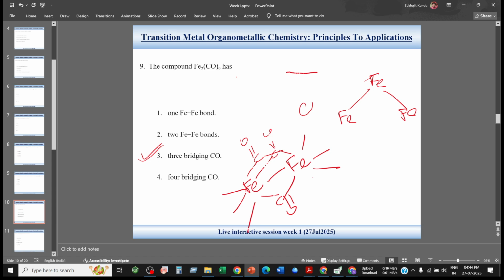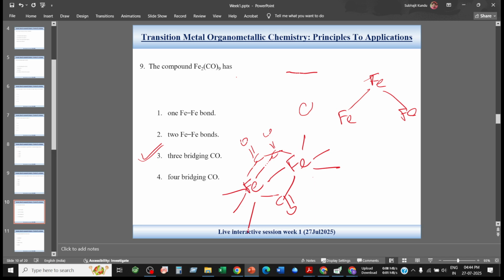So for the osmium complexes, generally you will see all the COs are non-bridging and it exists in terminal form. But for the iron and ruthenium, some complexes are known which have both bridging and terminal CO. Now tell me how you can distinguish them.